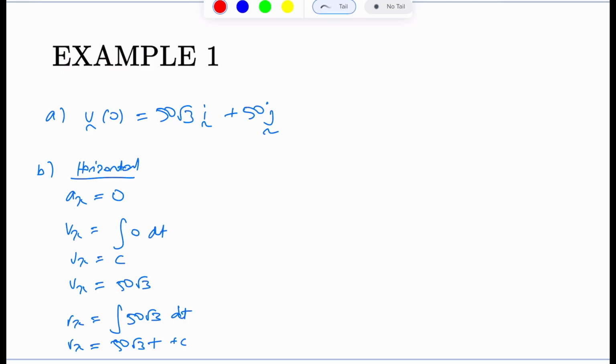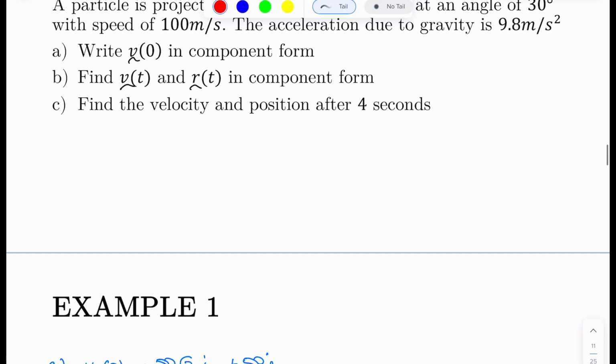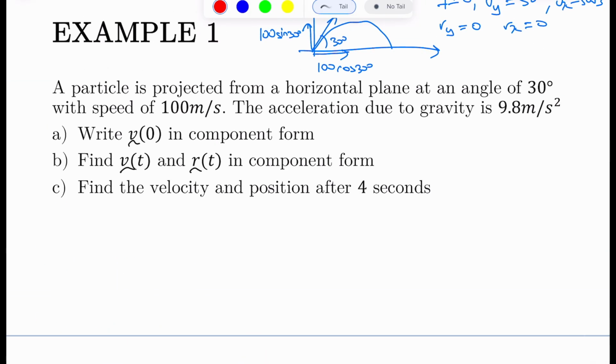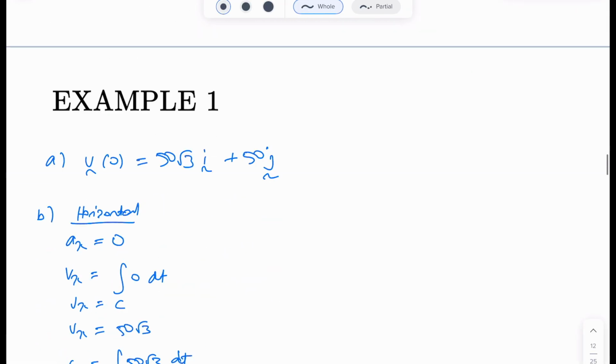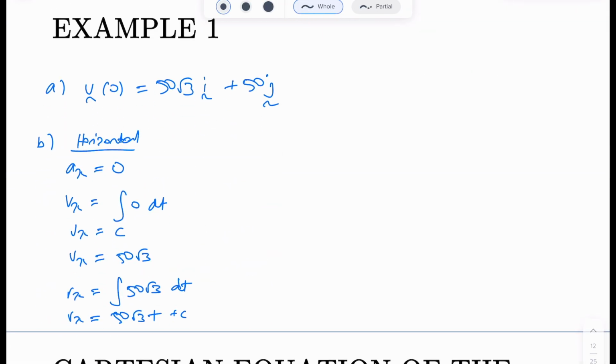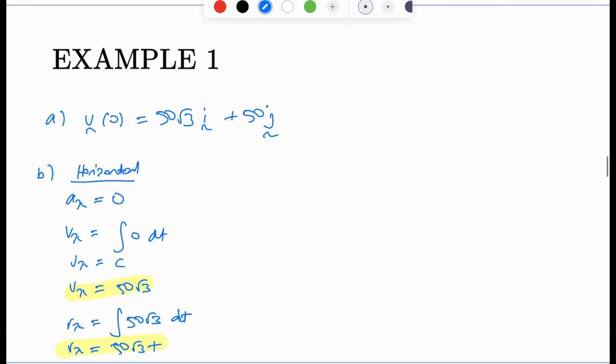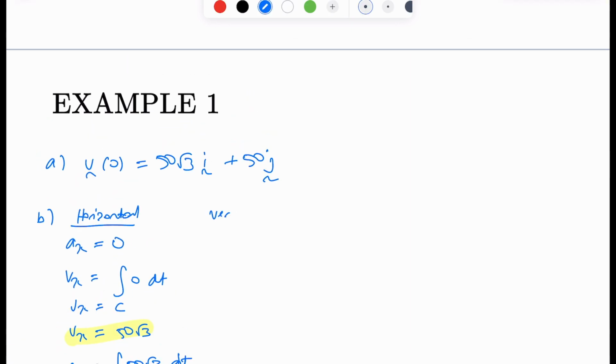The reason we know that is because initially, when t is equal to 0, this component will be 0, and my initial horizontal displacement is 0 as well. That's what we said up here. So my plus c value would just be 0. I can conclude that my horizontal displacement is just 50 root 3 t, and this was my horizontal velocity at any time t. Okay, now let's take a look at my vertical components.